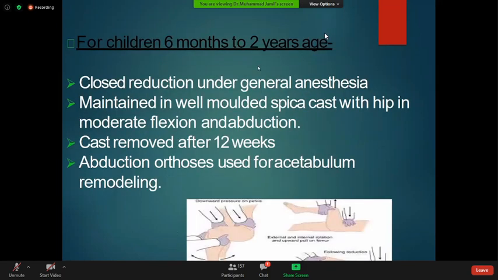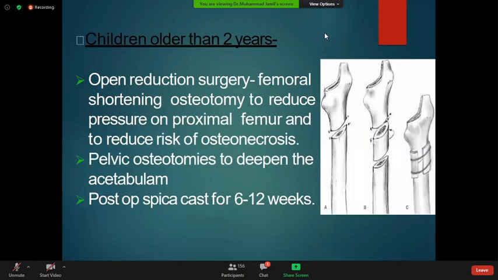For children 6 months to 2 years, we do closed reduction of the hip under general anesthesia. Sometimes we do the adductor tenotomy also, and then we apply the hip spica cast for 12 weeks, in abduction for acetabular remodeling. When the children come after 2 years of age or 2.5 years of age, we do open reduction surgery. In open reduction, the hip joint is opened, and the femoral head is sometimes placed in the upper portion or at more distance.